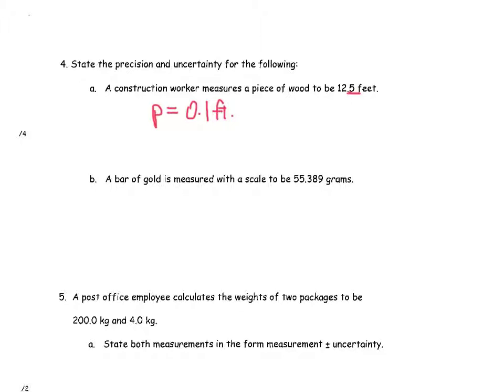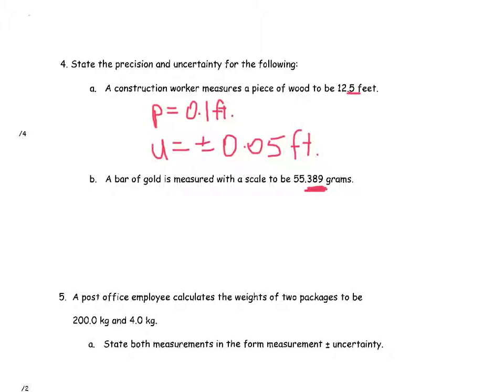Now, what about uncertainty? Uncertainty is that whole plus minus deal. And uncertainty is just plus or minus half of precision. And so divide that by half and you find you get 0.05 feet. Okay, next question.